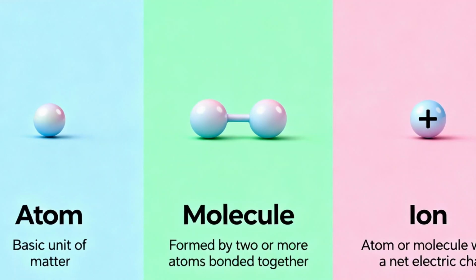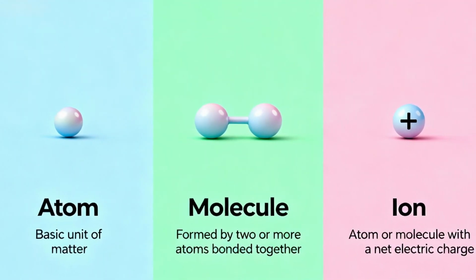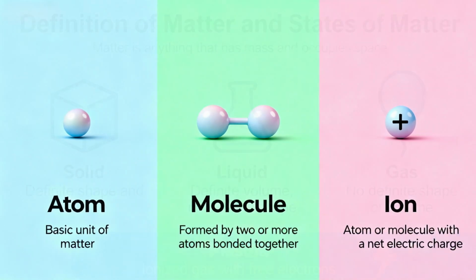Today we want to consider some key topics or concepts in chemistry. And the concepts are atoms, molecules, and ions. Matter: the definition of matter is anything that has mass and occupies space. Everything in this world is matter, it's made up of matter.